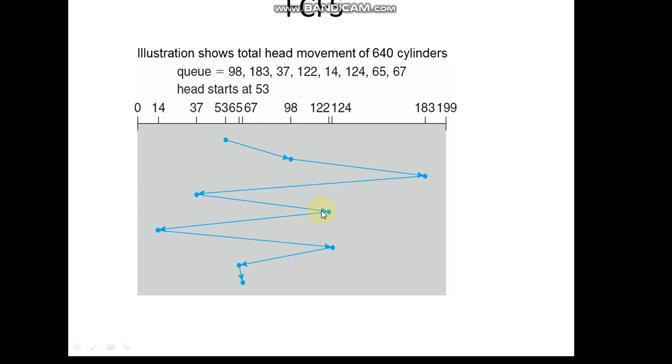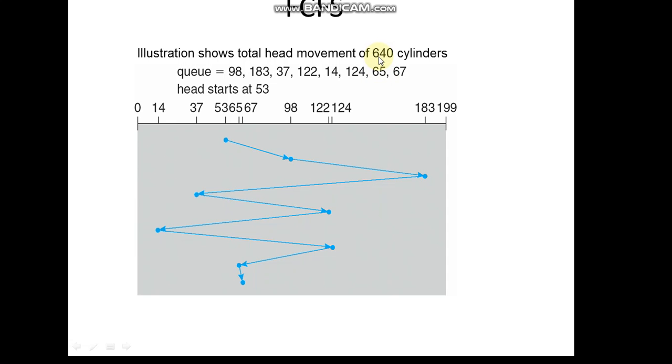122 minus 37. So the total number of head movements is 98 minus 53 plus 183 minus 98 plus 183 minus 37 plus 122 minus 37 plus 122 minus 14 plus 124 minus 14 plus 124 minus 65 plus 67 minus 65. When you do all this, you'll get the total head movement as 640.